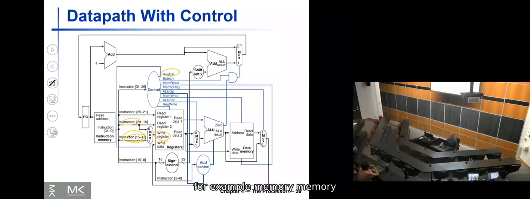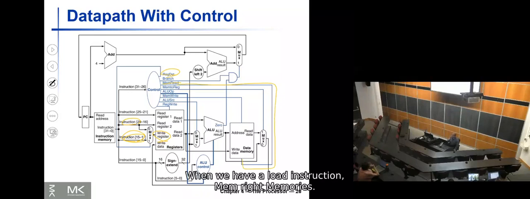Another one, for example, memread. Memread controls when data memory should read, when we have a load instruction. Memwrite is for store instructions and tells memory to store something in it.